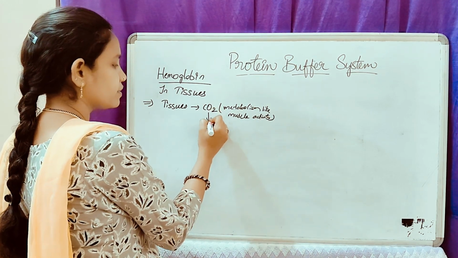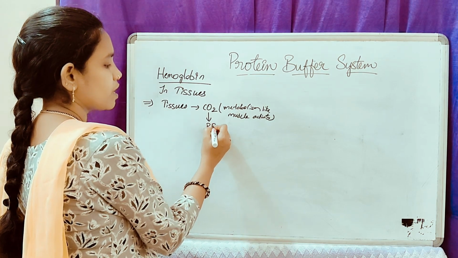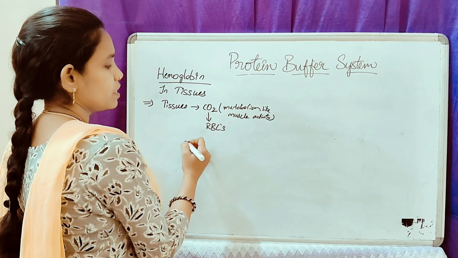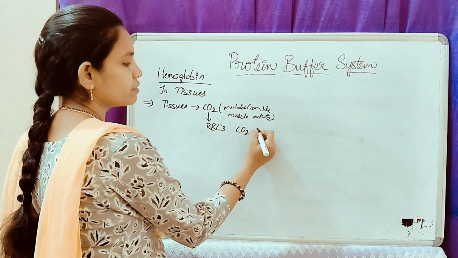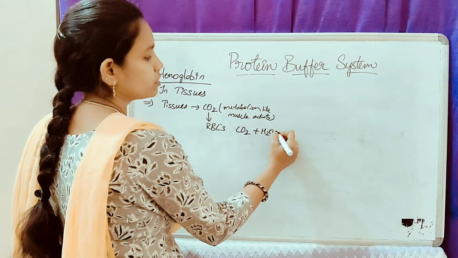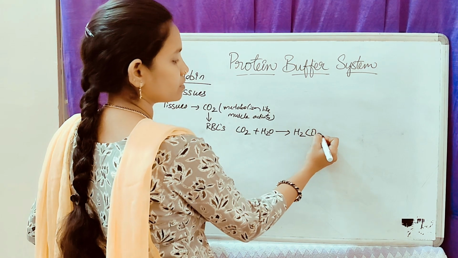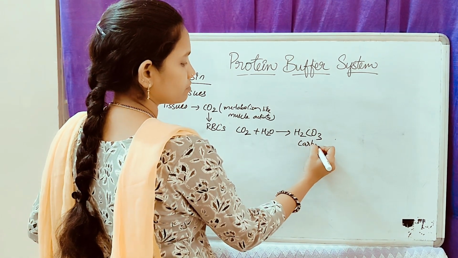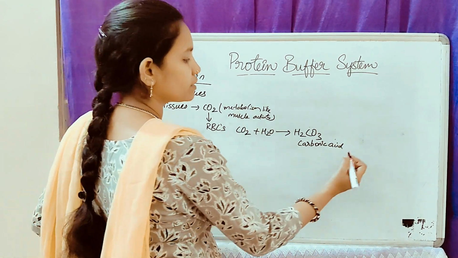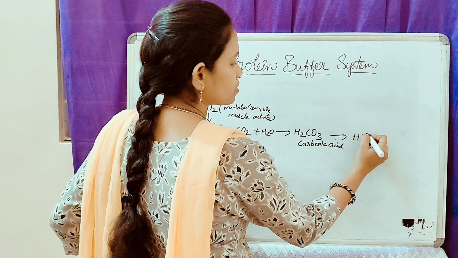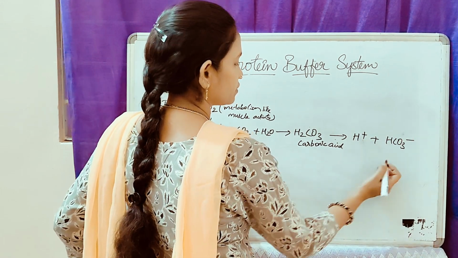Now this carbon dioxide enters the RBCs. Inside the RBCs, what will happen? Carbon dioxide combines with water to form what? We have already seen this reaction: carbonic acid. And now this carbonic acid again splits into protons and bicarbonate ions, right?